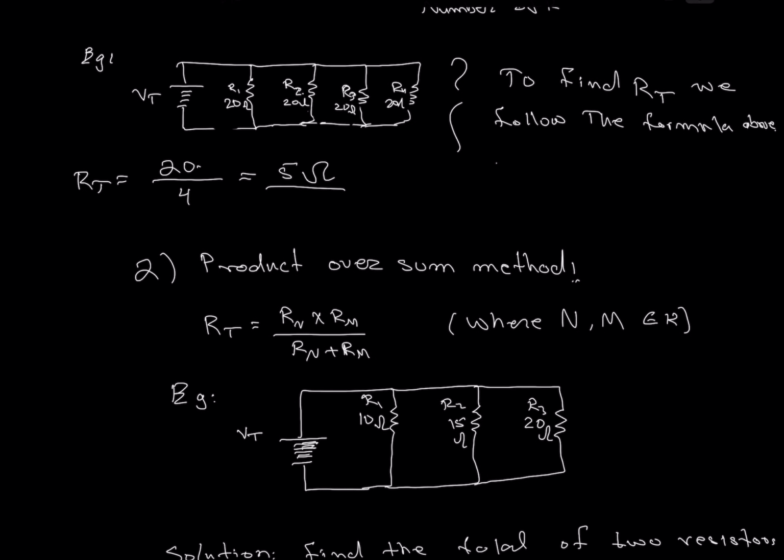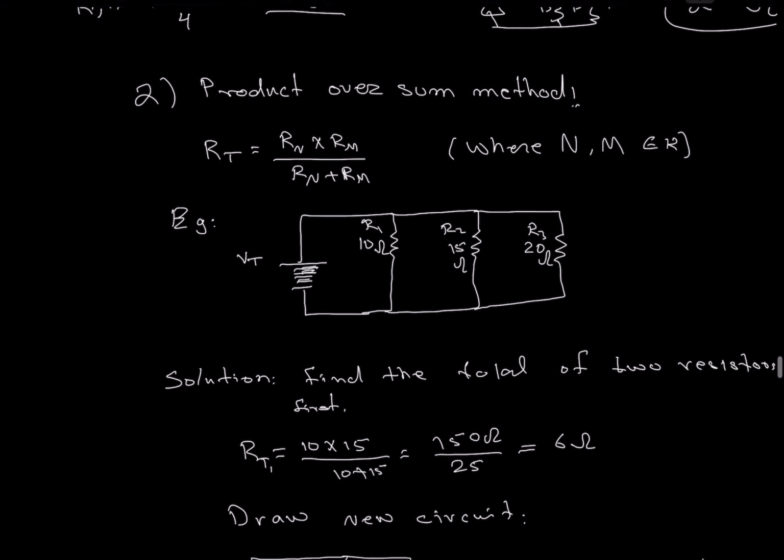For example, if we have one circuit right here, with two resistors and a battery. If this is 15 and this is 15, the total resistance will be 15 over 2, which is 7.5 ohm. So it is the value of the resistor divided by how many resistors you have.